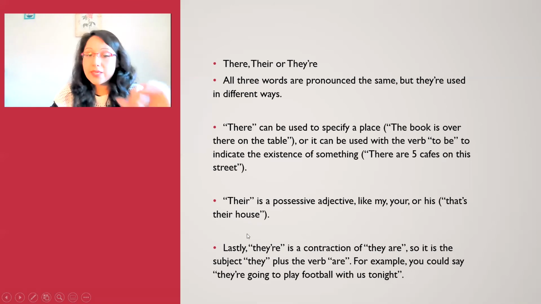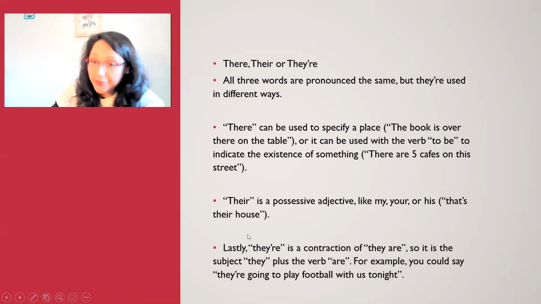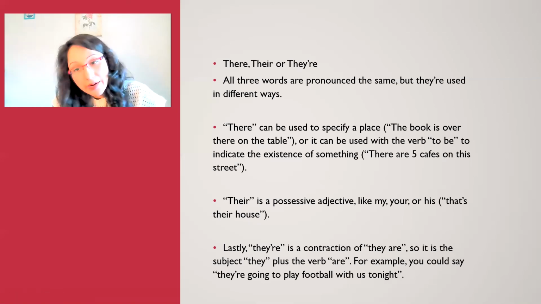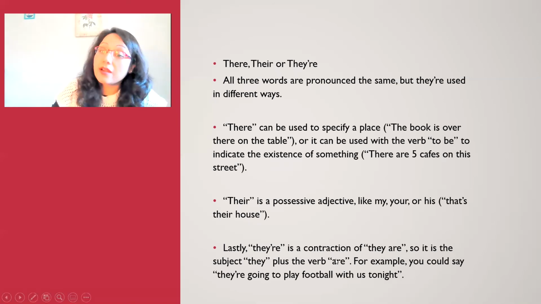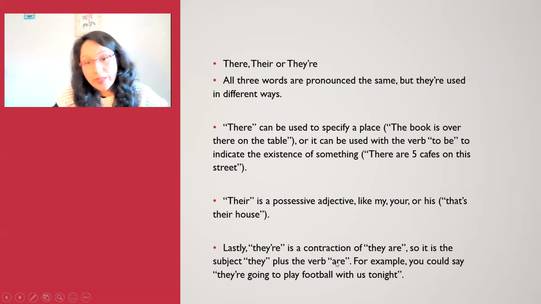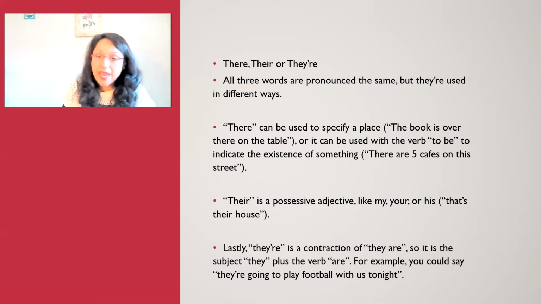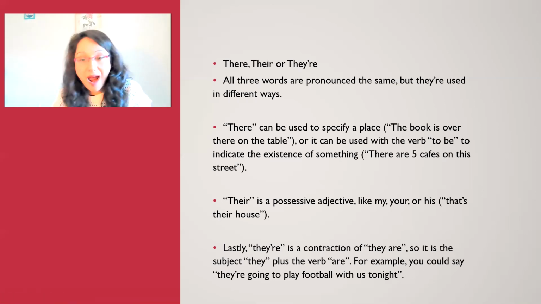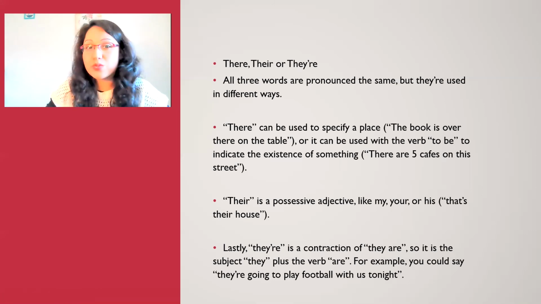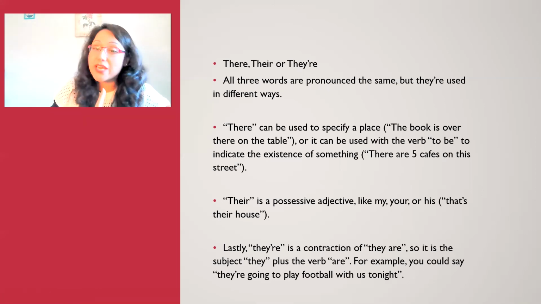And then lastly, we have they're, that is a contraction for they are. So it is the subject, they, plus the verb are. For example, you could say they are going to play football with us. So this, they, apostrophe R-E, is a contraction for they are. Okay, so do not confuse your T-H-E-R-E, T-H-E-I-R, and T-H-E-Y, apostrophe R-E.